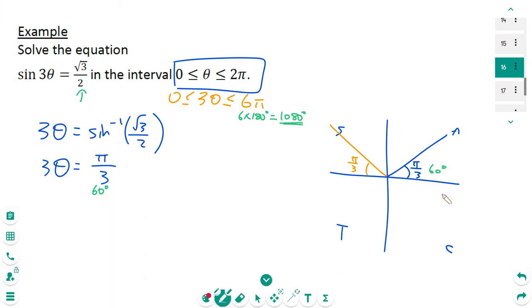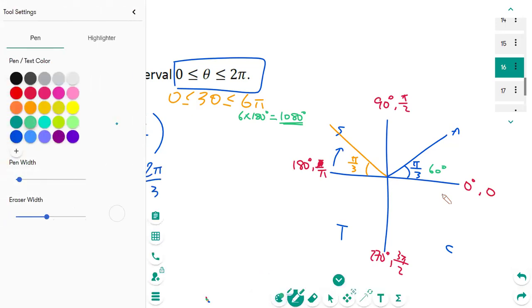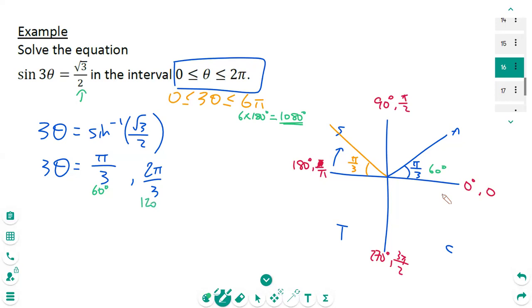Well, we know in the CAST diagram that's 0 degrees or 0, and then this is 90 degrees, which is pi over 2, and this is 180 degrees, or just pi, and there's 270 degrees, that's 3 pi over 2. Okay, right. So to work out the other value, the orange one in the sine quadrant, normally I would do 180 degrees minus 60, but in radians, the other answer would be pi minus pi over 3, which is 2 pi over 3. If you don't know where 2 pi over 3 comes from, you can put in here, this is 120 degrees, or you can put it as pi minus pi over 3.